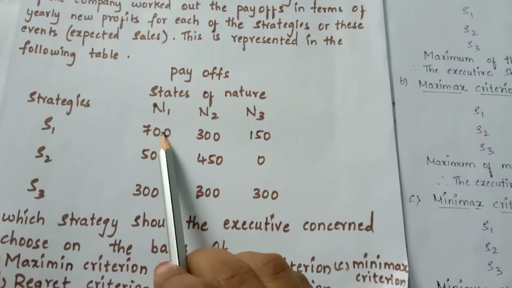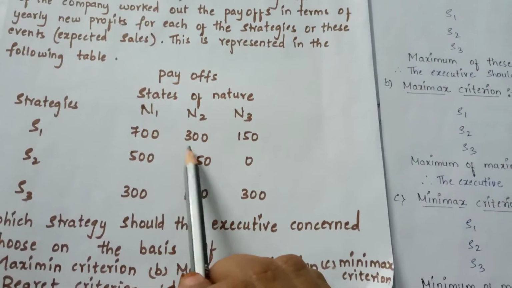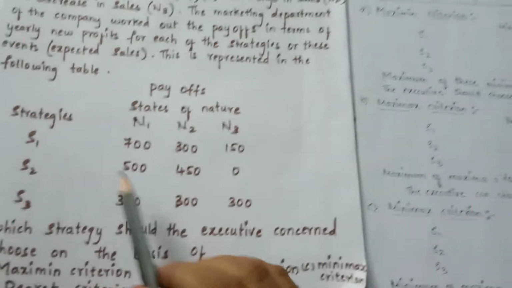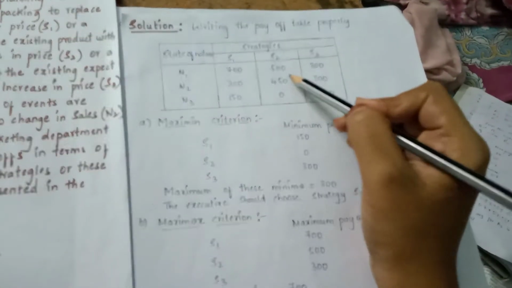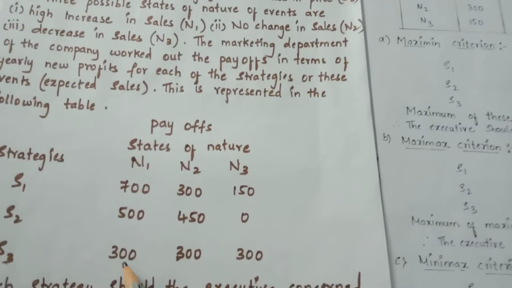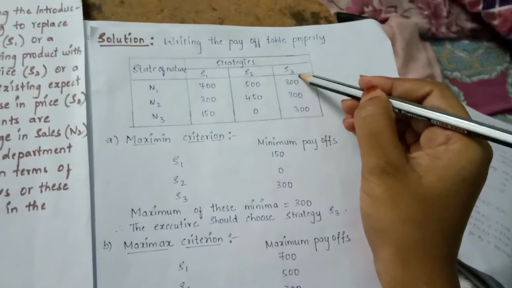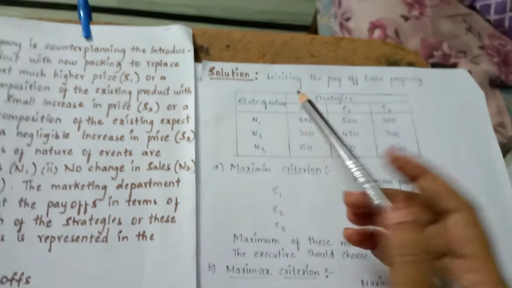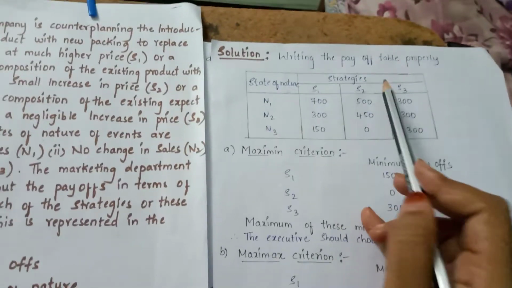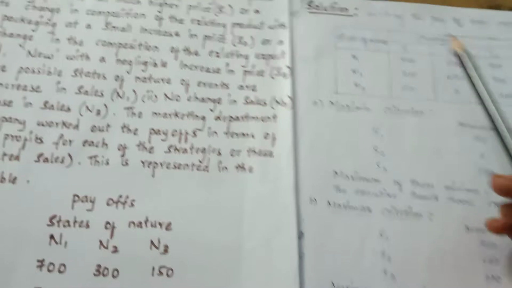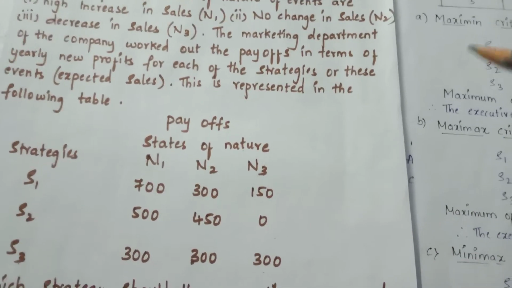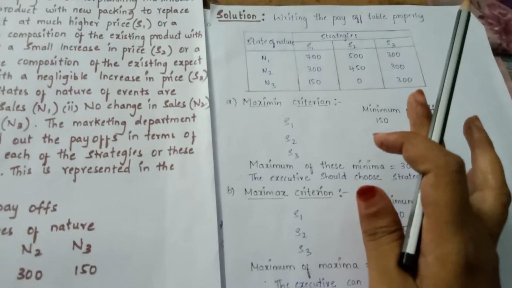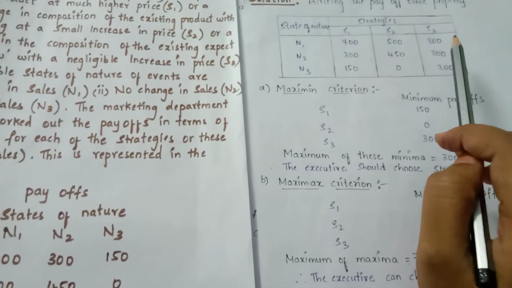Have a look, students. For S1, the payoffs at N1, N2, N3 are 700, 300 and 150. Next for S2, 500, 450 and 0. Next for S3, 300, 300 and 300. Clear? So I have rewritten the payoff table by bringing the states of nature into rows and strategies into columns. Students, if they had directly given the states of nature in rows and the strategies in columns, you need not rewrite the payoff table. Clear, everyone?